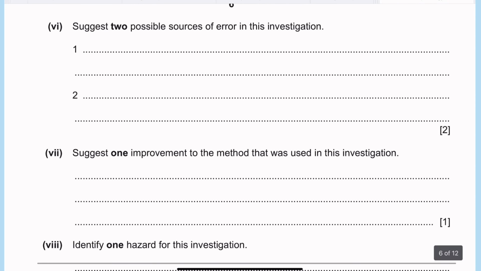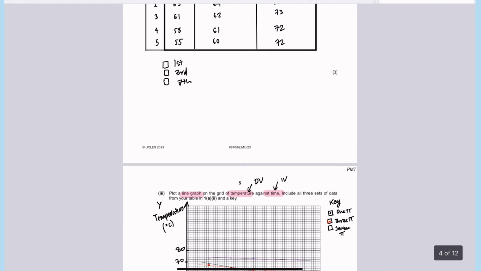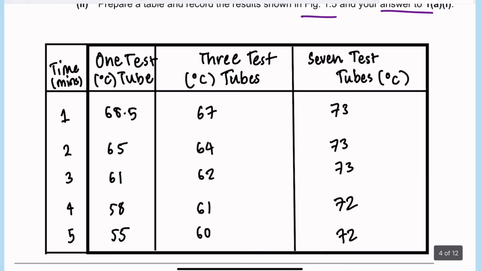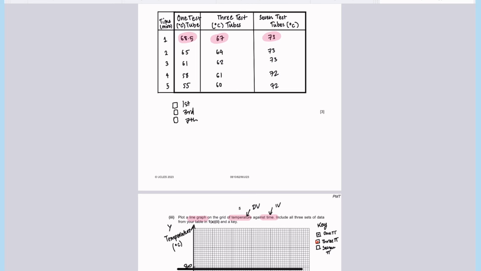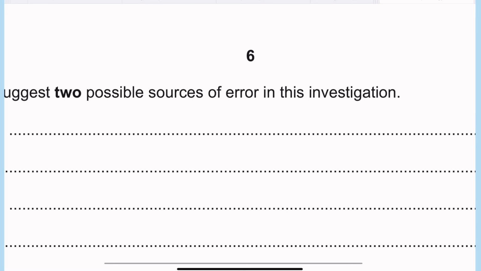State 2 possible sources of error in this investigation. So you can say that, again, the temperature at the start, as far as I remember, was not the same. Each of the test tubes, if you look at this, the temperature at the start is different. So that could affect how quickly the temperature drops, as seen in the trend line of the graph. So you could say that the initial temperature of the water at the start was not the same.